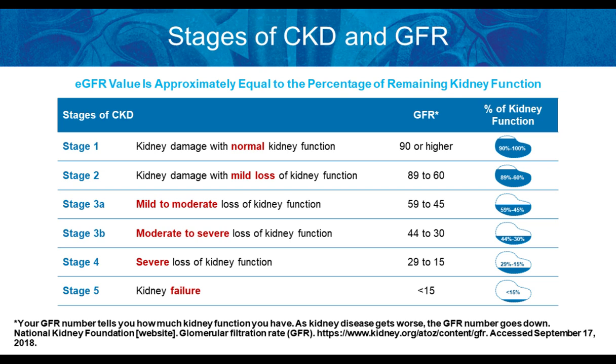remaining kidney function. So when we talk about an eGFR in the 30s, the patient is functioning with about 30% of their remaining kidney function. So we need to do everything we can to preserve that remaining kidney function.